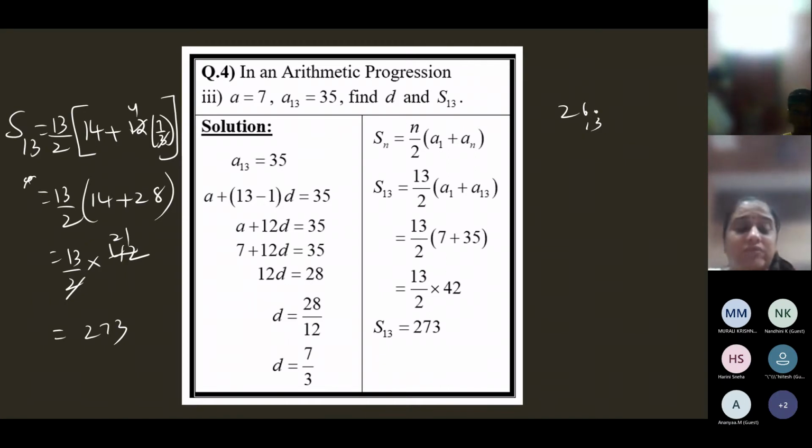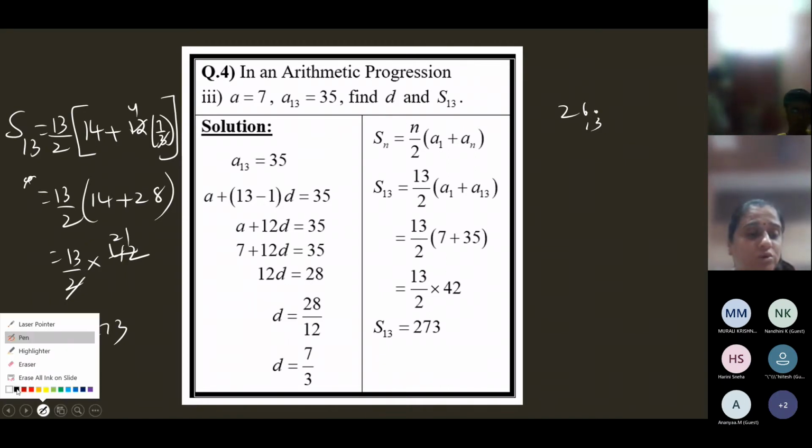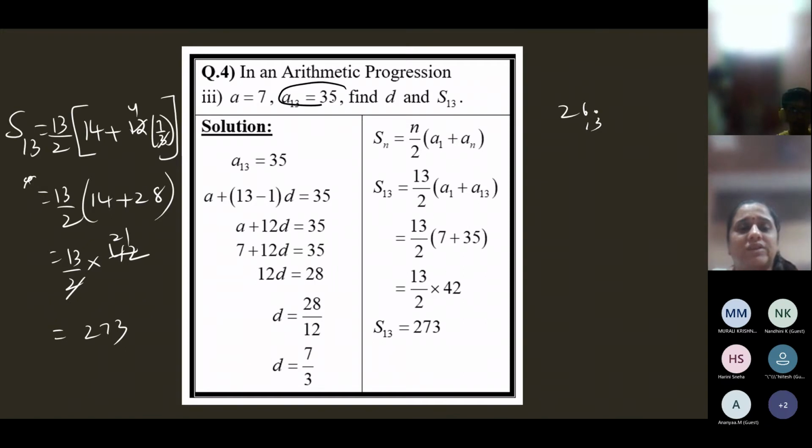There is no rule that because you're given A13, you should use this formula. You can always use the other formula also. Both will give you the same result. I'm using this here because to find S13, you know A13. So it's easy. That's all.